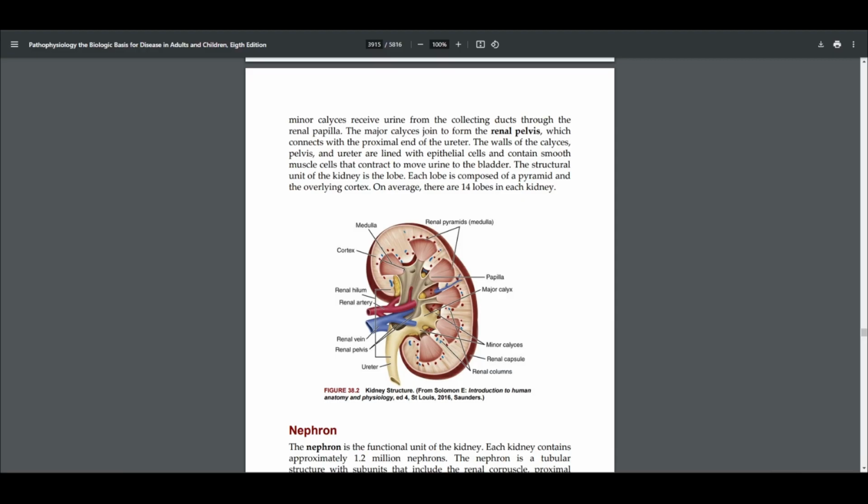The structural unit of the kidney is a lobe. Each lobe is composed of a pyramid and overlying cortex. On average, there are 14 lobes in each kidney.